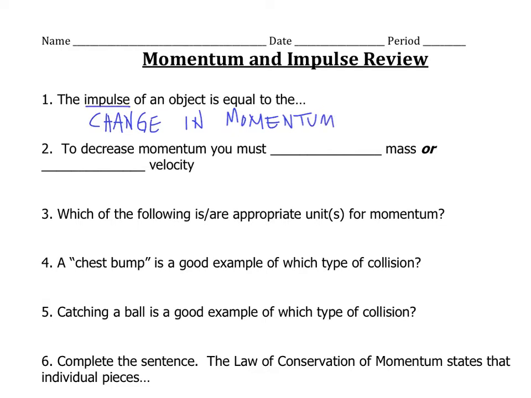Number two, to decrease momentum. So I want to decrease momentum, and I know there's a direct relationship between momentum and mass and momentum and velocity. So if I want to decrease momentum, then I must also decrease mass, because whatever one does, the other one does, and I also need to decrease velocity. So by decreasing either one of those, I am going to decrease the momentum. There's a direct relationship.